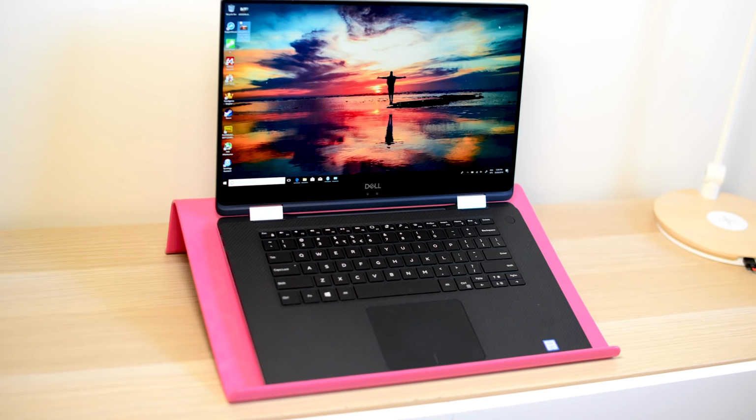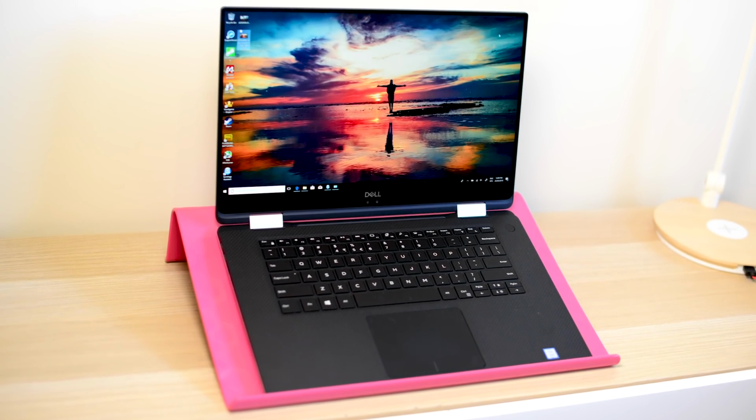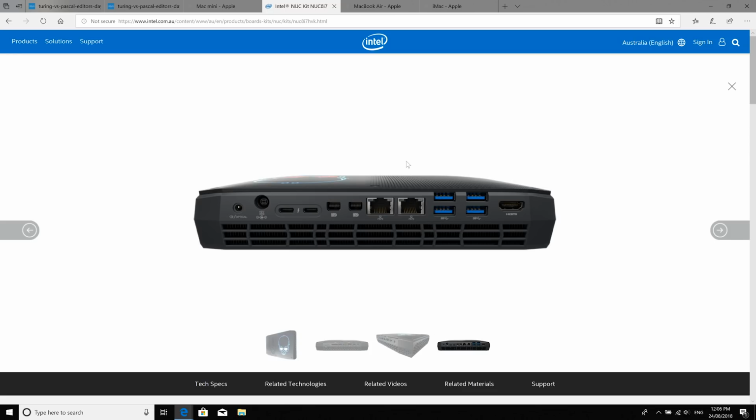So, super powerful graphics there, okay? And if they do this, this is the sort of I/O you're going to get. Probably Apple won't give you Ethernet. I don't think they'll do that. But this thing here, this Hades Canyon, and if people are interested, I'll get this in because I have access to one of these. If you want me to review it, let me know.